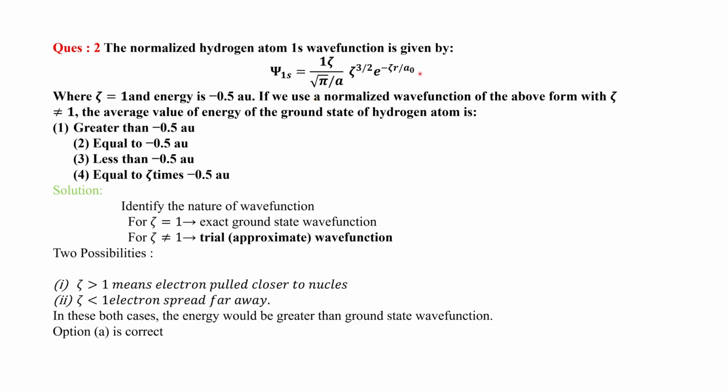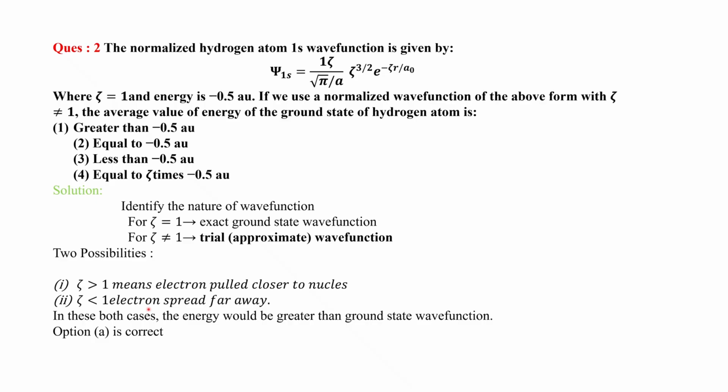Here a naught is the Bohr radius, r is the distance from the nucleus, and this exponential term is the decay of electron density, and zeta is the adjustable parameter. So here when zeta is equal to 1, what does it denote? That is the exact ground state wave function, that is, it defines the exact hydrogen atom. And when zeta is not equal to 1, this tells about the trial approximate wave function. So here are two possibilities from this equation. Either zeta would be greater than 1 or zeta would be less than 1. When zeta is greater than 1, it means that the electron is closer to the nucleus. And when zeta is less than 1, the electron is spread far away.